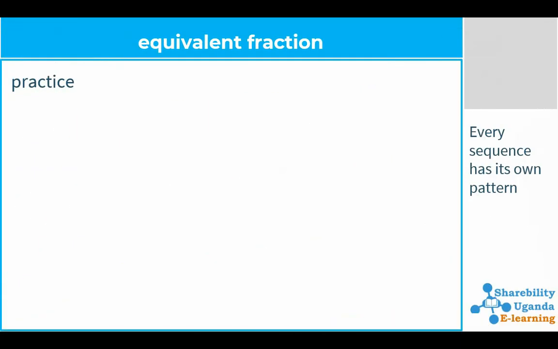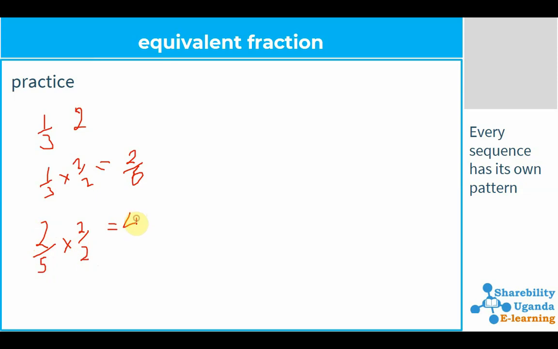Let's also work out how to get the equivalent fraction of 2 out of 5. We have 2 out of 5. We shall multiply it by the first number which we are going to use. We shall use a 2. So here we shall get our equivalent fraction. 2 times 2 you get 4. Then our denominator, 5 times 2, we get 10. So 4 out of 10 is the equivalent of this.